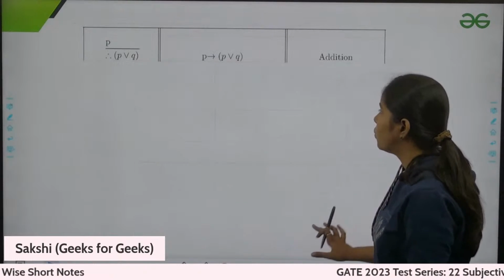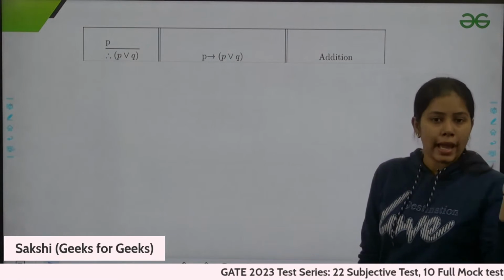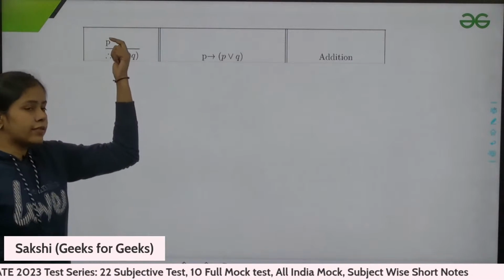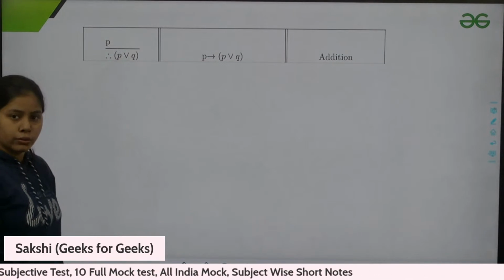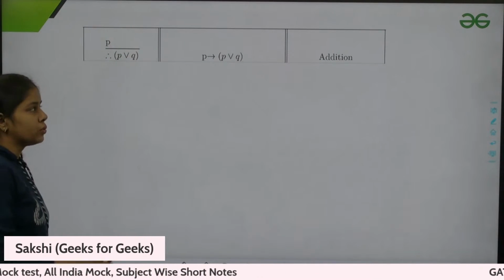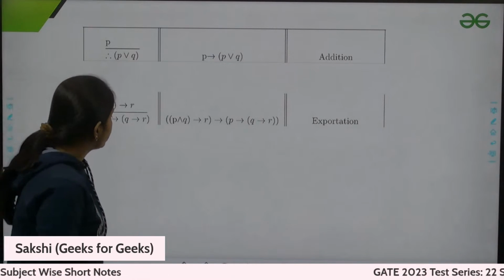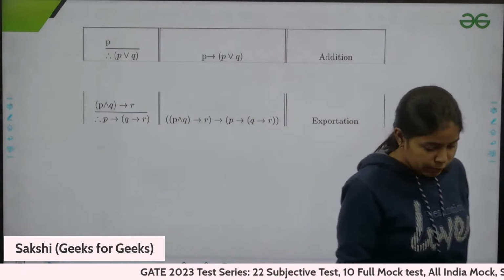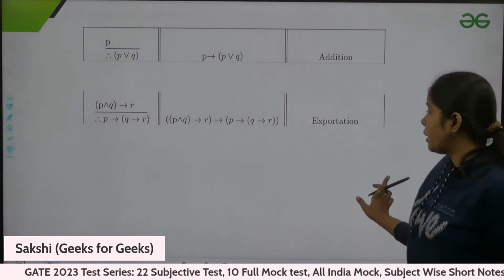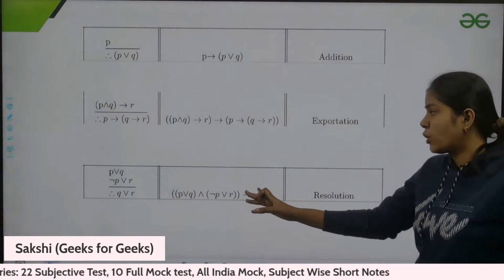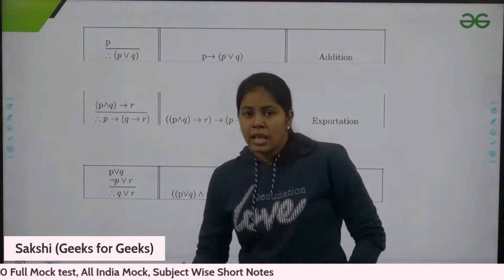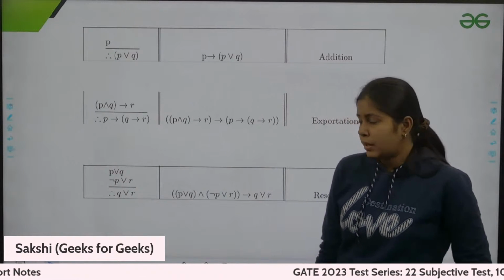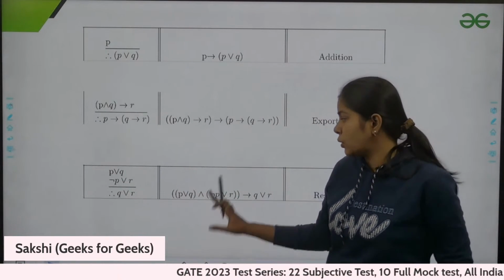ठीक है, we have some more rules, which first is addition. I can add any proposition using connective or. If you will see, we have single p here, I have added p or q. You can add any proposition using or connective. Exportation is basically if I have p and q implication r, I can write it as p implication q implication r, right? Next we'll have dissolution, which is p or q, negation p or r, we'll be left with q or r. That means which is same and has negation in one of them, we can eliminate that, right? We are left with q or r.